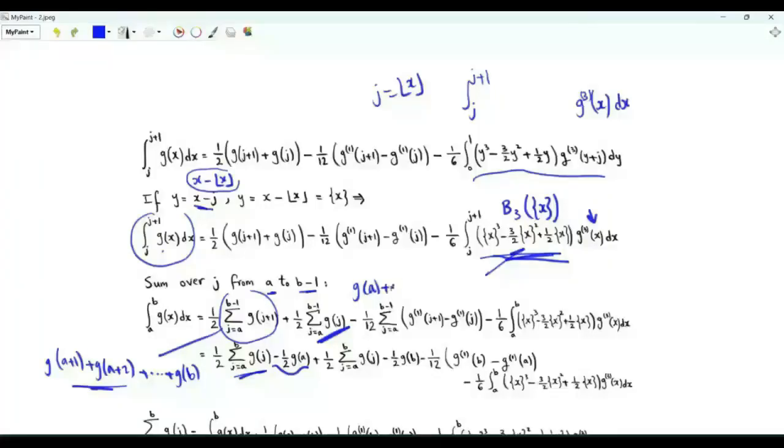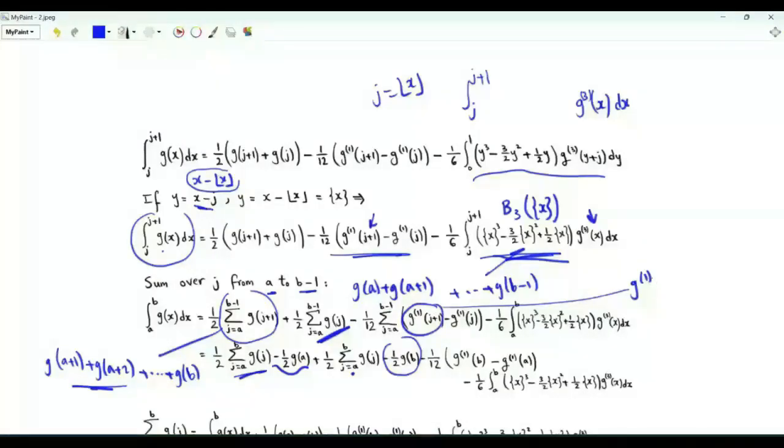This sum is g of a plus g of a plus 1 all the way to g of b minus 1. Again, I write it as a sum from g of a to g of b. Then I subtract half g of b. Summing this part is a bit easier because it is telescopic. We have the first derivative evaluated at j plus 1 minus the first derivative evaluated at j. So when we sum, we will get this term with j equal to b minus 1. So this is the first derivative evaluated at b. We have minus this term with j equal to a. That's the first derivative evaluated at a.